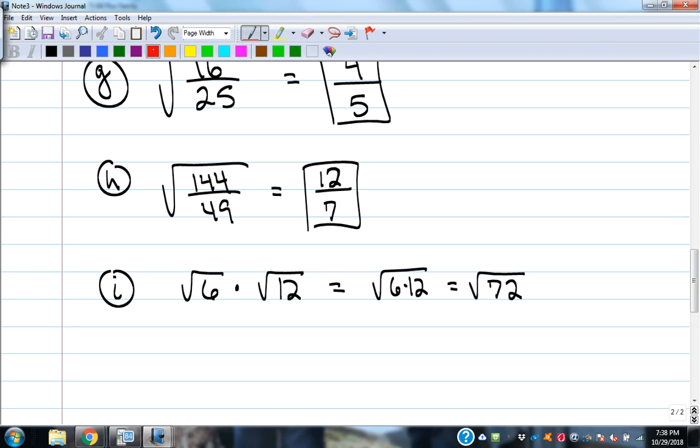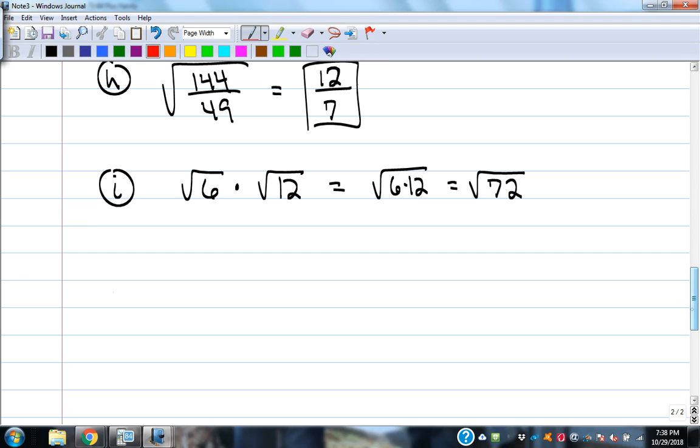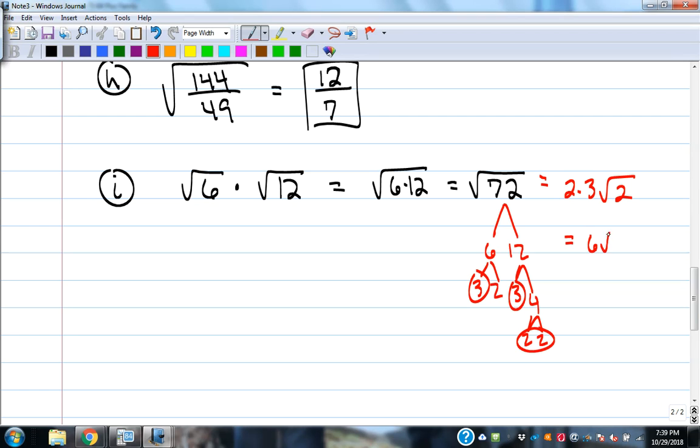Then I'm going to simplify. I got it from 6 times 12, so I'll just use it. 3 and 2, 3 and 4, 2 and 2. So a pair of 2s, a pair of 3s. So that's 2 times 3, radical 2. 6 square root of 2. Outside times outside, inside times inside, and then simplify.